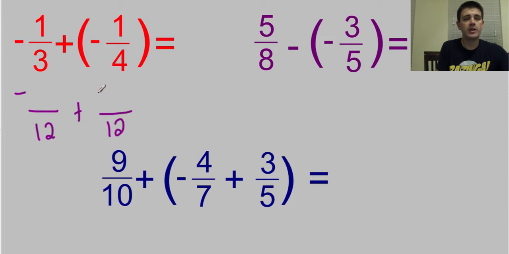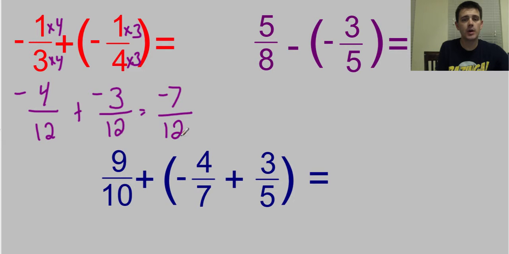And then I know the negative is going to keep hanging out with that numerator. To get from 3 to 12, I multiply times 4, so I do the same thing up top. To get from 4 to 12, I multiply times 3, so I can do the same to my numerator. And now I'm ready to go ahead and add. Negative 4 plus negative 3 is negative 7, same signs, add and keep, and my denominator stays at 12. Negative 7/12 can't be simplified, so I know that's my final answer.